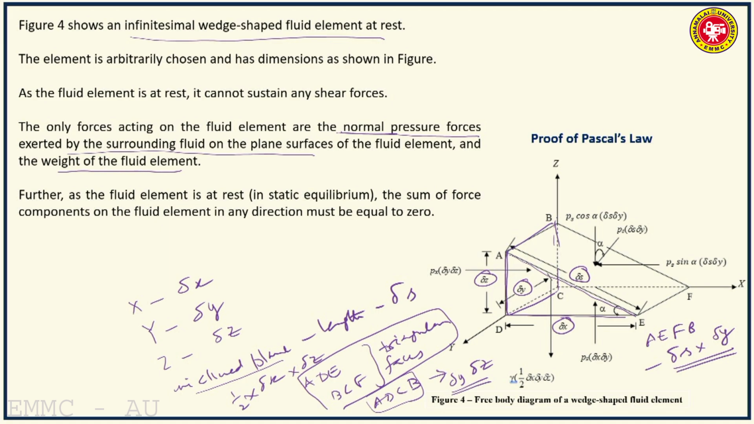So the only forces acting on the fluid element are the normal pressure forces. On these planes, the fluid surrounding this element will be exerting a pressure normal to the face. And you will have the weight of the fluid element which is under consideration. And again, as the fluid element is at rest, it is in static equilibrium. The sum of force components on the fluid element in any direction must be equal to 0. Suppose say x direction, it will be sigma Fx equal to 0. Sigma Fy equal to 0. In any direction, sigma F must be equal to 0.